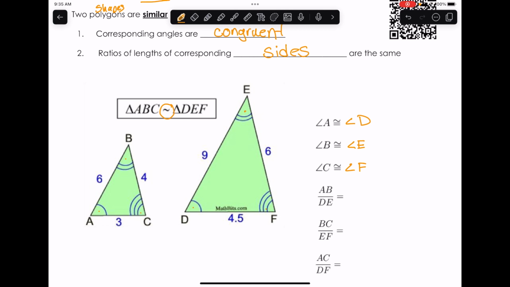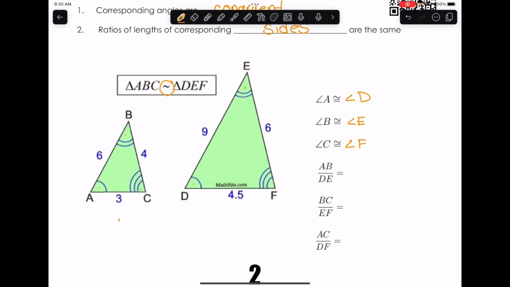Now, when we're talking about the ratios of lengths, a ratio compares two different things, right? So if I look at AB over DE, my first one, AB is 6, DE is 9. And if I simplify that, I will get 2 over 3. So the ratio of AB to DE is 2 over 3.